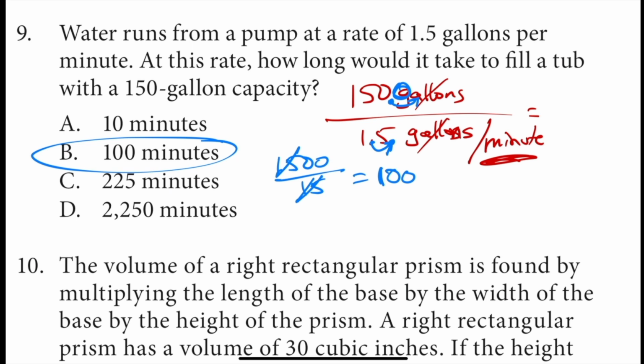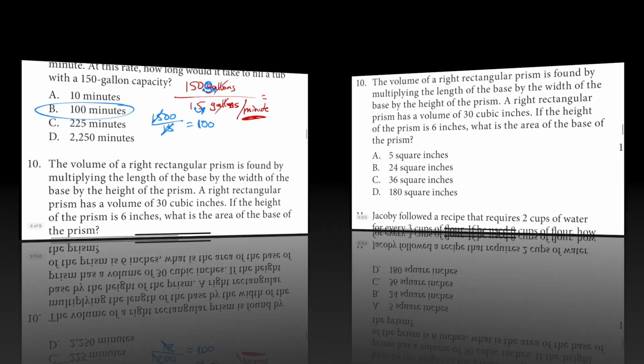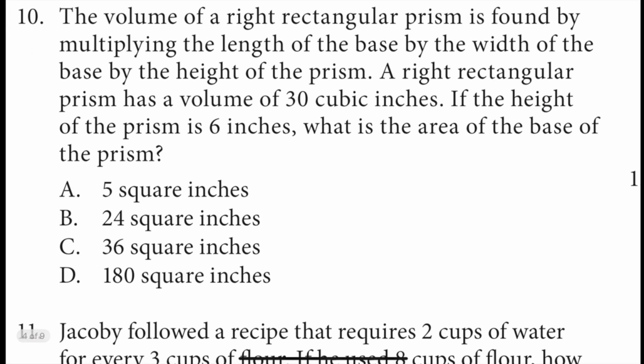So I'm solving this if there's no calculator. If it's calculator, it's much easier than that. Okay, number 10. The volume of a right rectangular prism is found by multiplying the length of the base by the width of the base by the height of the prism. A right rectangular prism has a volume of 30 cubic inches. If the height is 6, what is the area of the base of the prism?